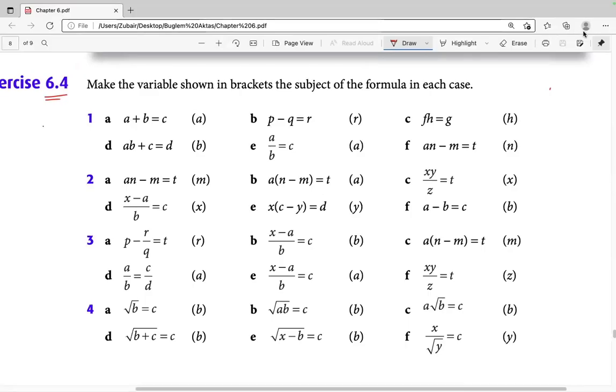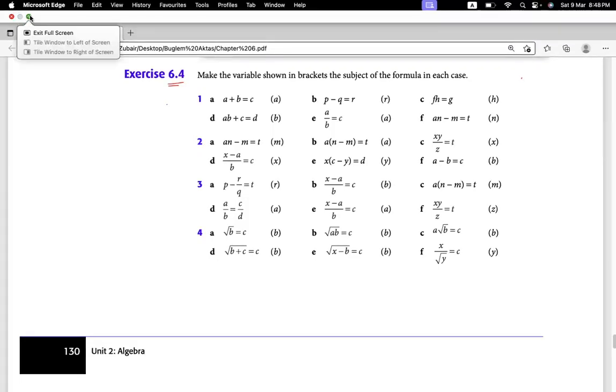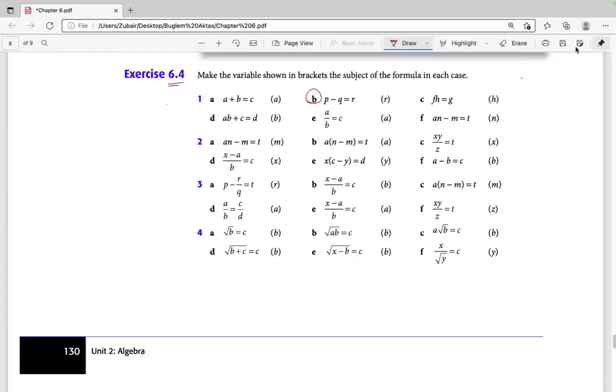Okay. So let's try. For 6.4b, would it already be in the subject? So you don't have to make changes to it? Which one? 6.4b. Yes, we don't have to make any changes to it. No changes. That's p minus q, right? No changes. So that's already in the form.